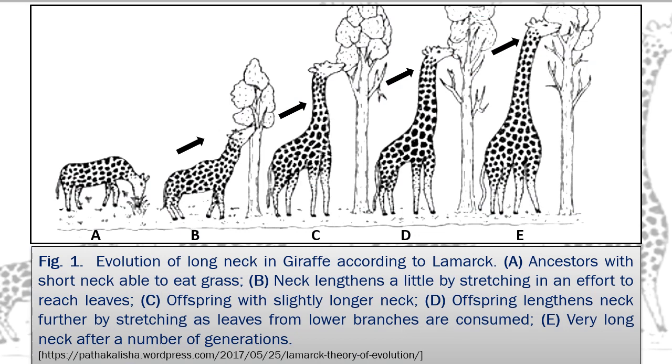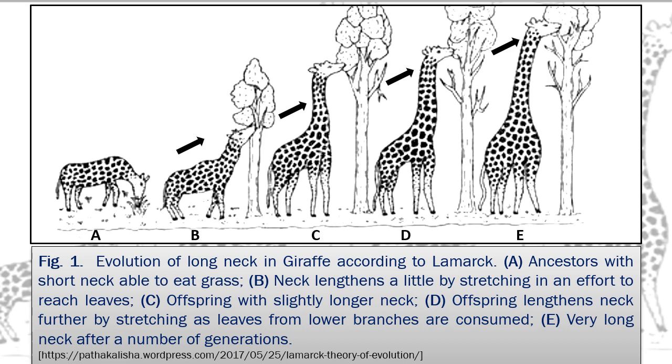Now this is the picture representing the evolution of long neck in giraffe. So you can see that the ancestors of giraffe were deer-like animals with short neck and forelimbs, and they grazed on grass. You can see it in figure A. Now as the climatic conditions changed, the grasses were replaced with tall trees. And now the only source of food for them were the leaves of these trees.